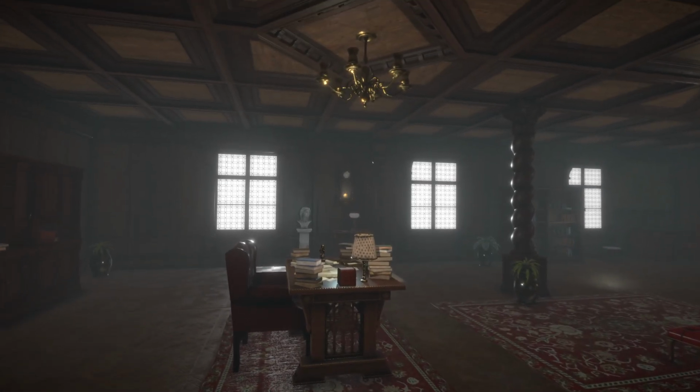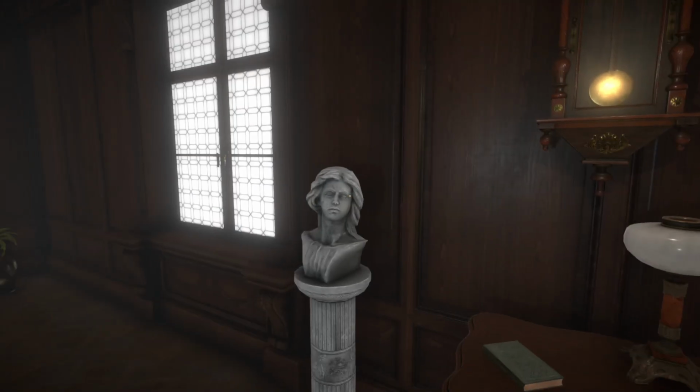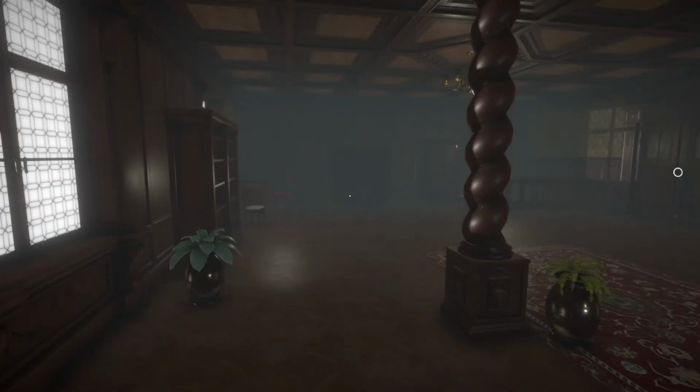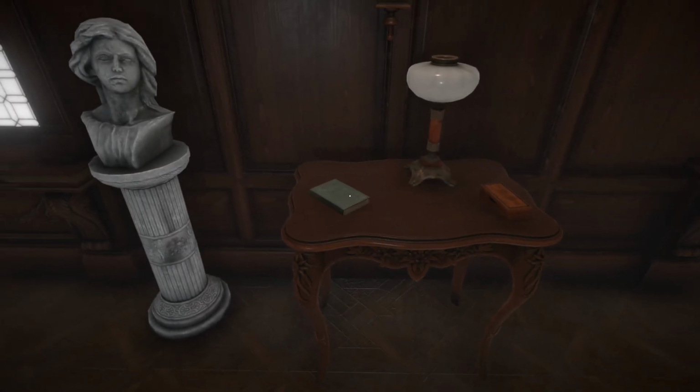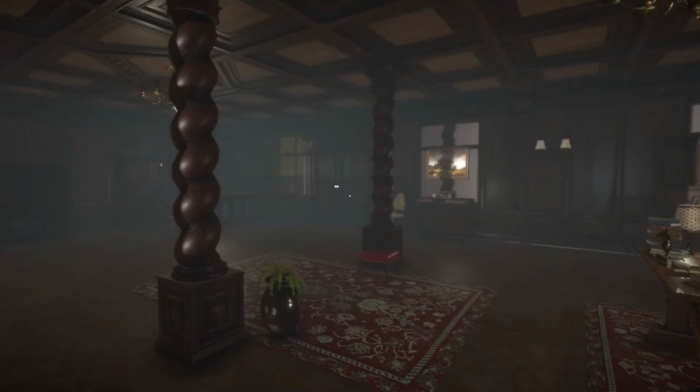Okay. There's a mirror. Why are we going for the clock? There's nothing in the clock. Brother, what do you want to do? You could have just gone to the door.